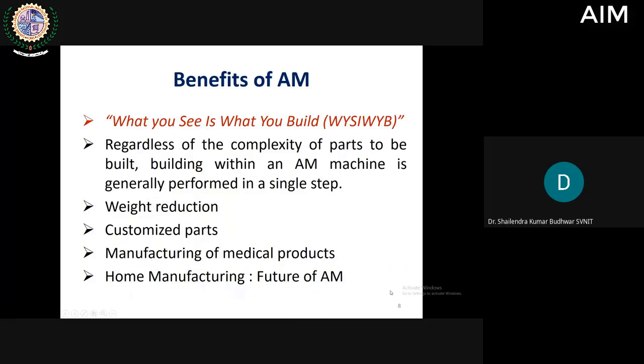So in additive manufacturing, what you see is what you build. Whatever you can see, if you are able to convert it into 3D CAD data, that can be fabricated by using a suitable technique of additive manufacturing. Regardless of the complexity of the parts to be built, building with an AM machine is generally performed in a single step. No matter whether your part is simple or complex geometry, every type of complexity can be handled by additive manufacturing.